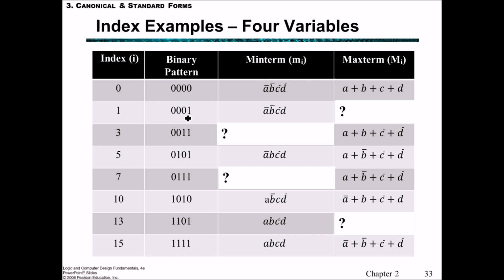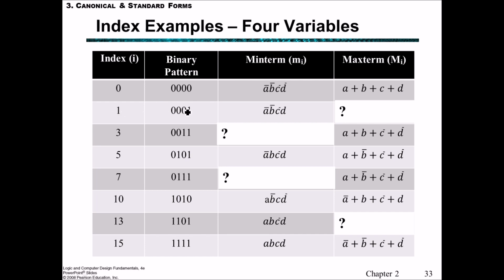So where index is 0 and we have 4 variables, then the binary pattern is 0, 0, 0, 0. Minterms, all of them are complemented. Maxterms, none of them are complemented. Okay, the other extreme being 15, where the binary pattern is 1, 1, 1, 1. The minterm, none of them are complemented. There's no overbars on any of them. The maxterms, all of them are complemented.